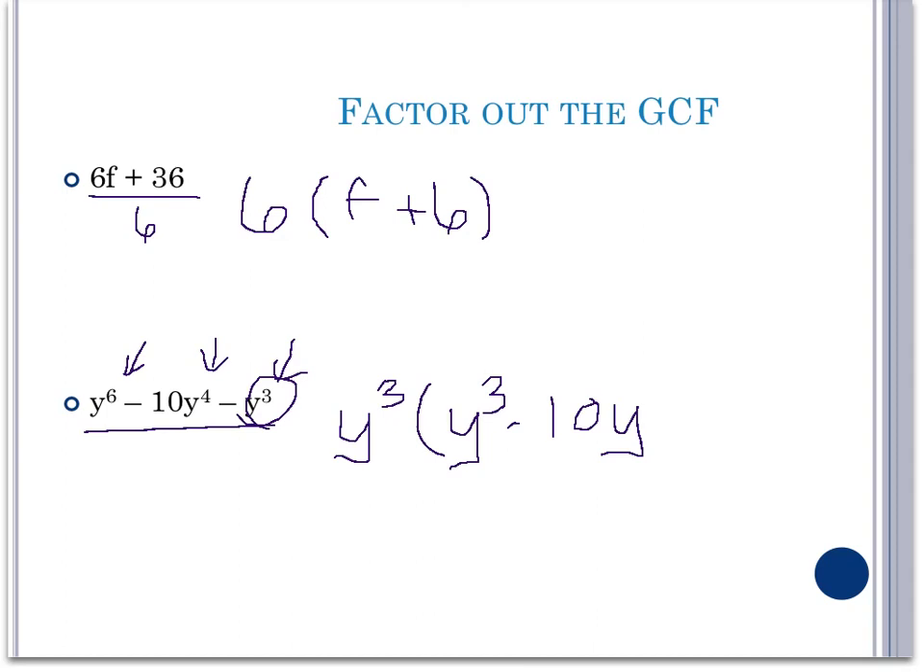Now it's important to note when I take y to the 3rd out again, it's almost like dividing it from each of those terms. Y to the 3rd divided by the y to the 3rd is 1. So do not lose that last term of 1. And that would be your greatest common factor.